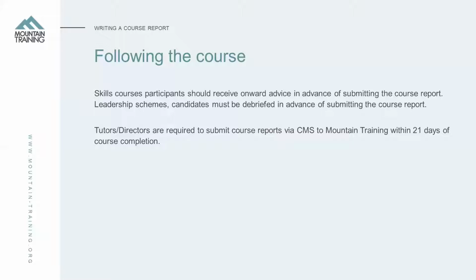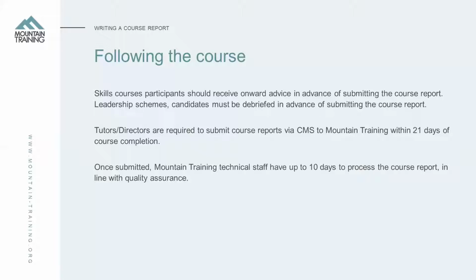So once you've got everything in place and the course report has been written, you've submitted your course report and you've done so within 21 days, the next stage is that it will go to a technical officer with Mountain Training. That technical officer then has up to 10 days to process the course report in line with our quality assurance. If there's anything in the course report that's not quite right or that they want to check up on, they will either get in touch with you or they'll unsubmit the course report with some notes on what needs to be done. You can then resubmit the course report once you've completed that.